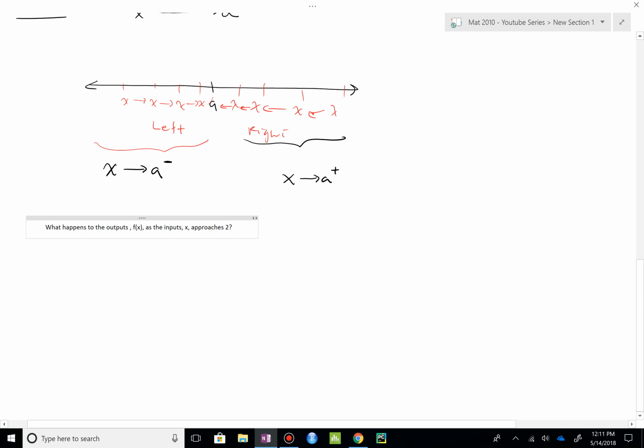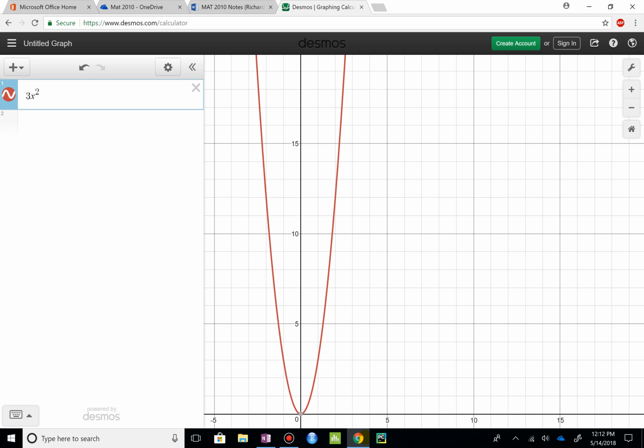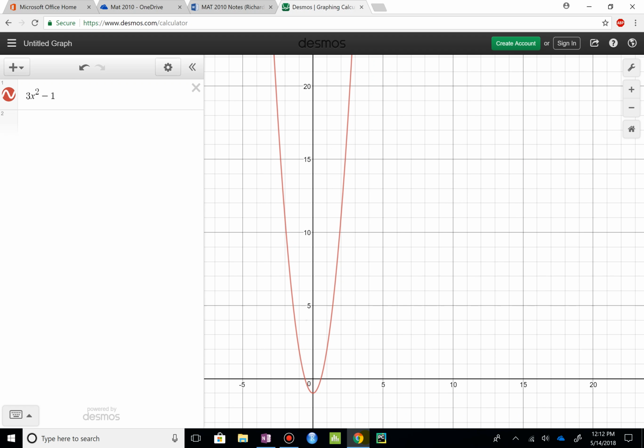Okay, so what's the function? Well, here's the function. I want f of x to be equal to 3x squared minus 1. So what's the idea? This is the idea, guys, and this is what I need my decimals calculator for. So I'll put my function in here. 3x squared plus 1 minus 1 minus 1.